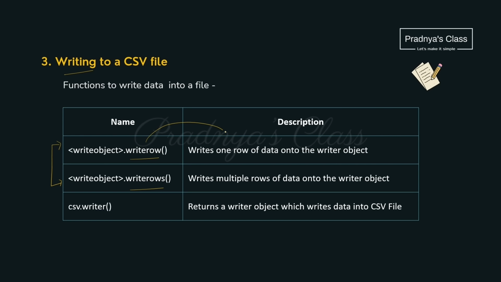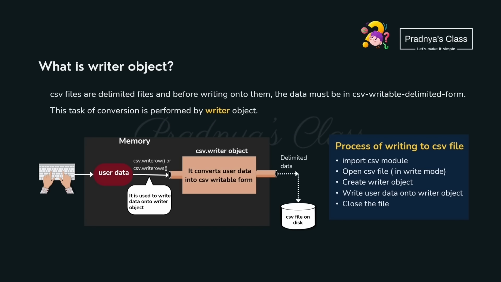Write row function writes one row of data, whereas write rows function will write multiple rows of data. For writing we need writer object. Now let's try to understand what is writer object. Using keyboard we will take the data which we want to write to the CSV file. That user data first we will provide to write row or write rows functions. These functions will take the data and will pass it to the writer object.